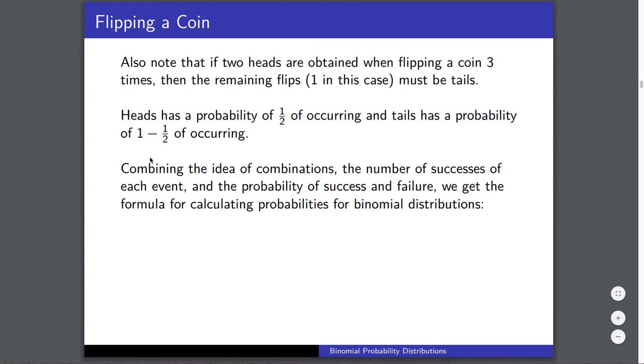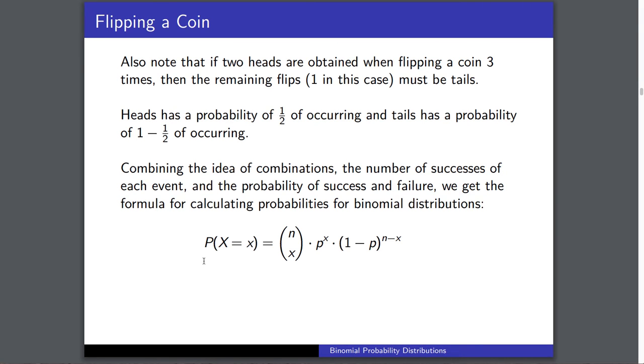So combining the idea of combinations, where it doesn't matter what order the outcomes were attained in, the number of successes of each event, and the probability of success and failure, we get the following formula for calculating probabilities for binomial distributions. So we have the probability that X equals x, where lowercase x, remember, represents 0, 1, 2, 3, 4, whatever. In this case, they're going to represent successes. So 0 successes, 1 success, 2 successes, 3 successes, etc.